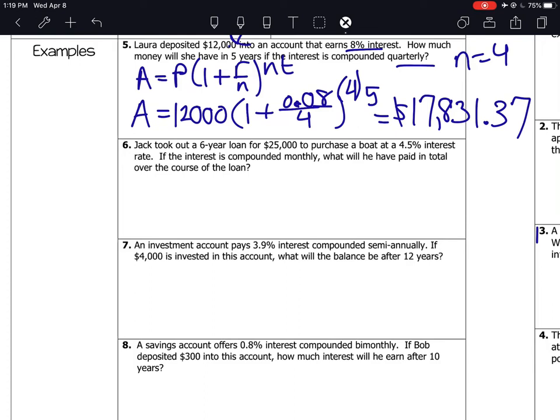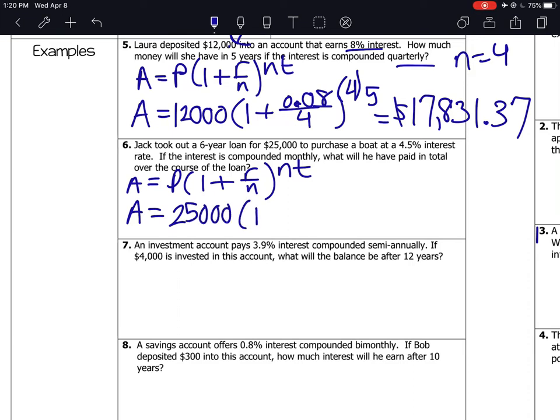Now we're talking about Jack. So for Jack, he took out a 6-year loan for $25,000 to purchase a boat at 4.5 interest rate. If the interest is compounded monthly, what will you have to pay in total over the total course of the loan? All right, so then that means that out of our equation, A equals P times 1 plus R over N, to the NT, we're trying to find out how much he's going to pay for the loan. When you take out a loan for $25,000, that doesn't mean you're going to pay $25,000. That means you're going to pay $25,000 plus interest, because nobody's going to lend you money for free. So that's why we're looking for A.